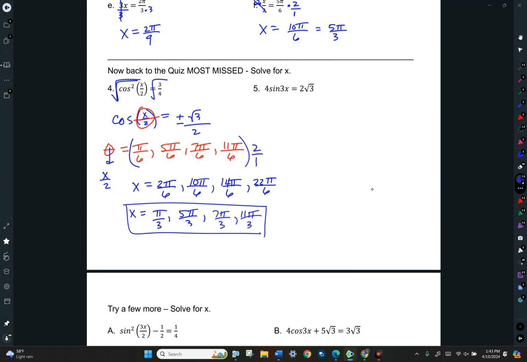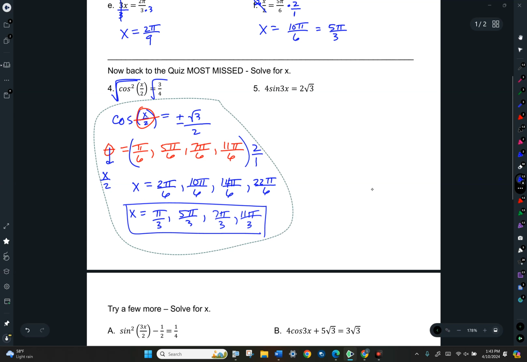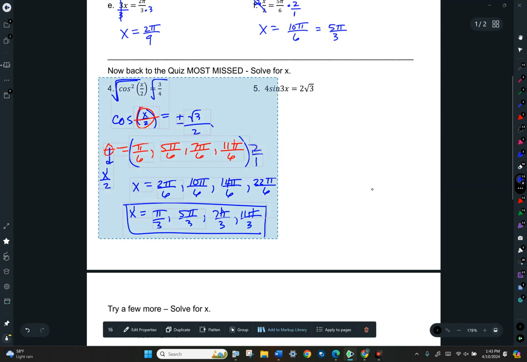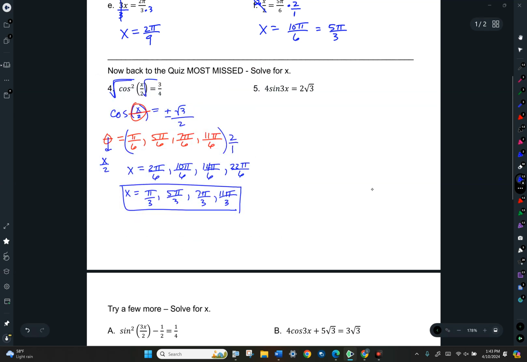Okay, so look at number 5. And the reason I'm calling this number 5 is because it was number 5 from the quiz. And so you start by getting the trig function by itself. So I'm going to divide by 4. So that means the sine of 3x is going to be 2 root 3 over 4, which would be root 3 over 2.